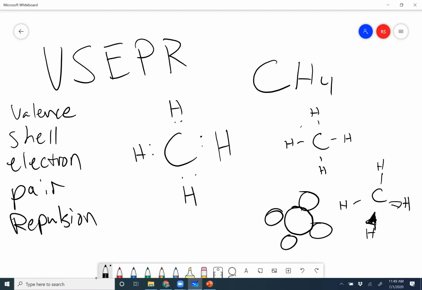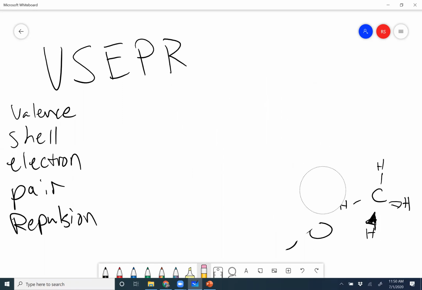That's VSEPR theory. VSEPR theory basically says that the valence shell electron pairs, or basically the bonds or the lone pairs of electrons, will push on each other because they're all made of negative electrons. And so their goal will be to get absolutely as far away as they possibly can from each other.